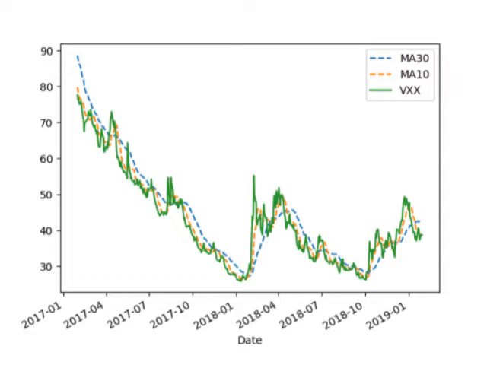Moving averages are used on financial time series data to smooth out short-term noises and identify longer-term trends. We apply them to VXX, a volatility ETN. Note that VXX was launched in 2009.